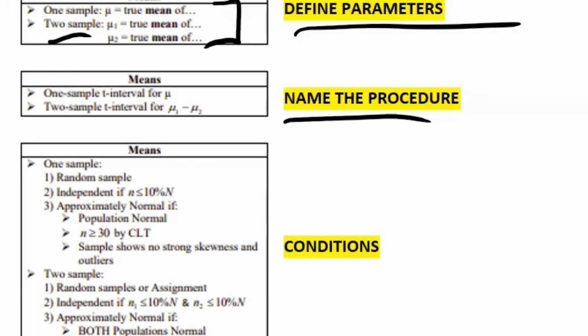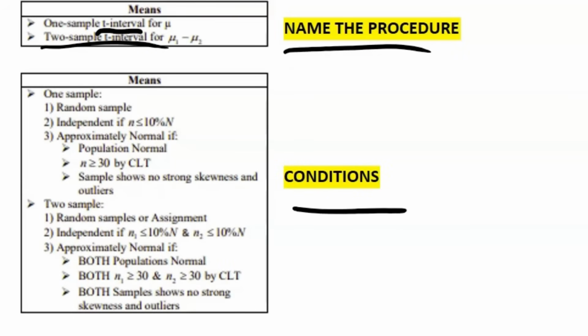Then you're going to name the procedure. Okay, either it is a 1 sample t interval for the mean, and then a 2 sample t interval. Instead of a z interval, we're doing a t interval, right? Because we're using t star instead. Then your assumptions and conditions. This is where we bring back that stuff from Unit 5, sampling distributions. Remember how we talked about central limit theorem?